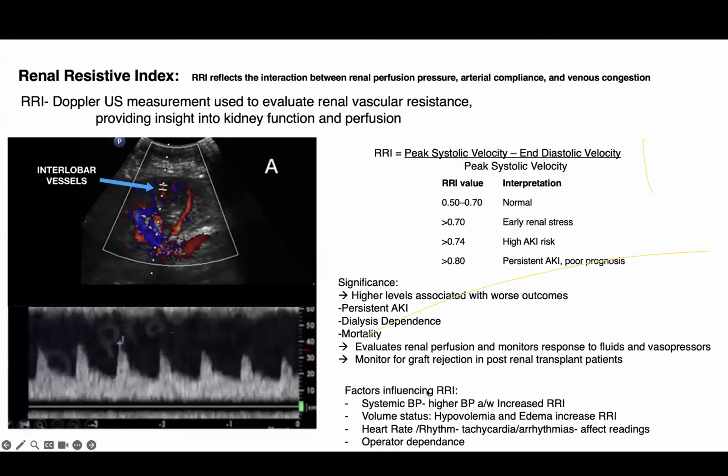The factors that influence RRI are important. Systemic BP: higher BP is associated with higher RRI. Volume status: hypovolemia and edema both increase RRI. Heart rate and rhythm: tachycardia or arrhythmias affect readings. Another thing is that it is operator dependent, almost similar to VExUS and VTI assessment.